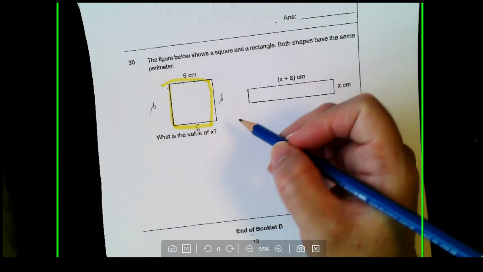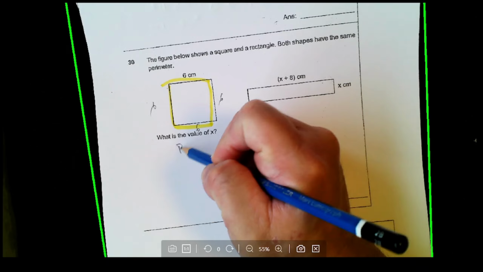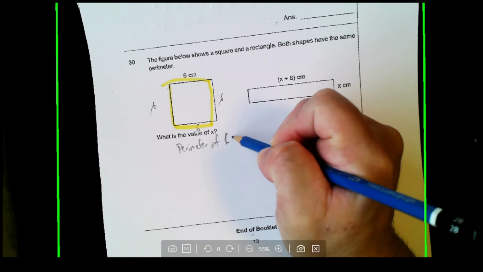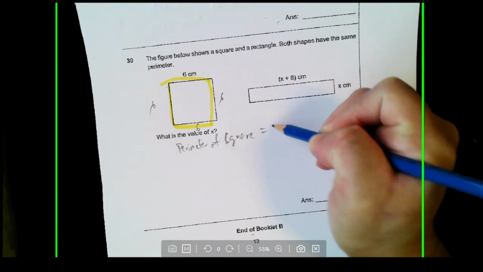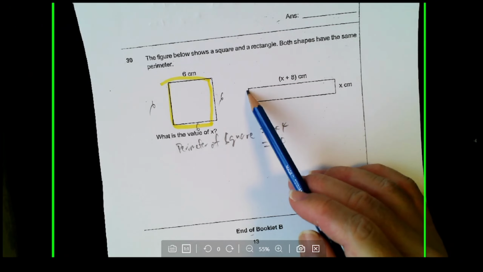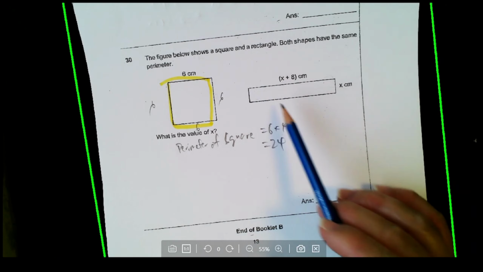So perimeter of a square is 6 times 4 equals 24. Okay, rectangle, all these must add up to 24 as well.